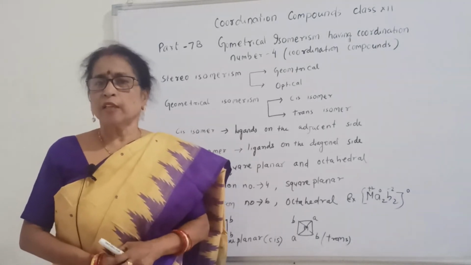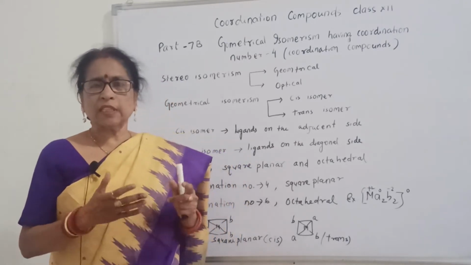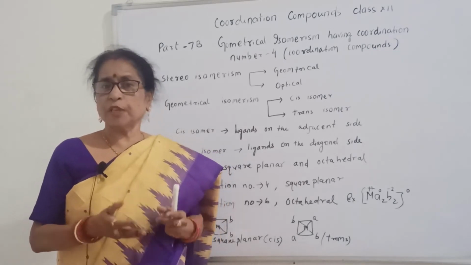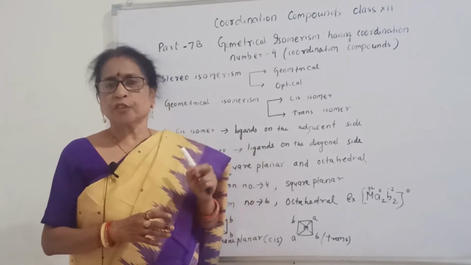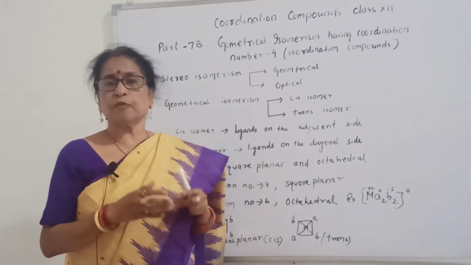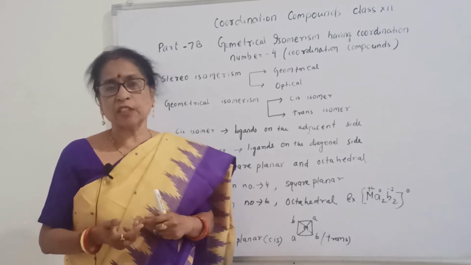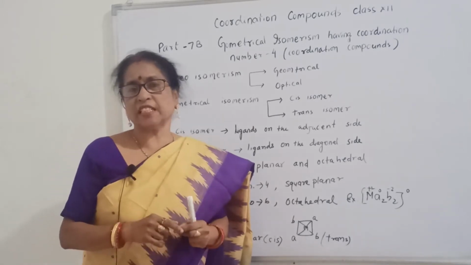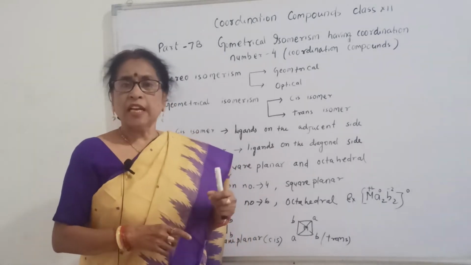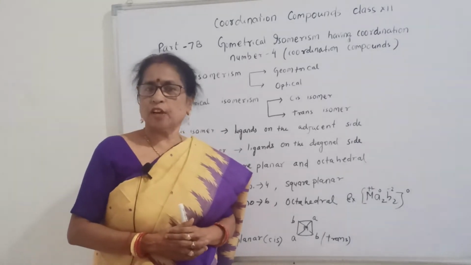Actually, geometrical isomerism comes under stereoisomerism. What is stereoisomerism? It is a part of isomerism. Isomerism is of two types: one is structural isomerism, the other is stereoisomerism. In structural isomerism the structure is different, the arrangement of atoms is different, and in stereoisomerism the arrangement of atoms in space is different, and that is why it is called stereoisomerism. In stereoisomerism there are two types: one is geometrical, the other is optical.